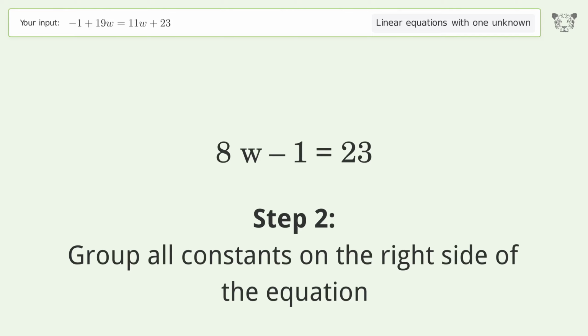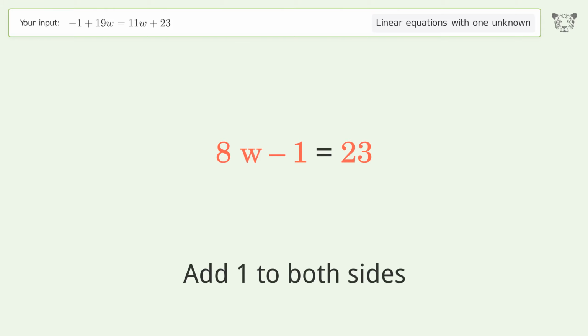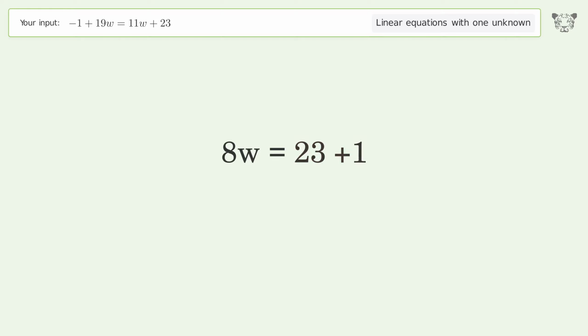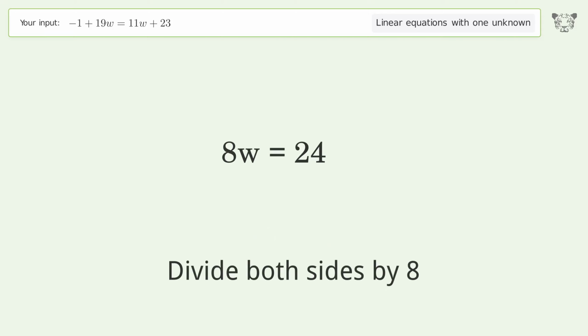Group all constants on the right side of the equation. Add 1 to both sides. Simplify the arithmetic. Isolate the w. Divide both sides by 8.